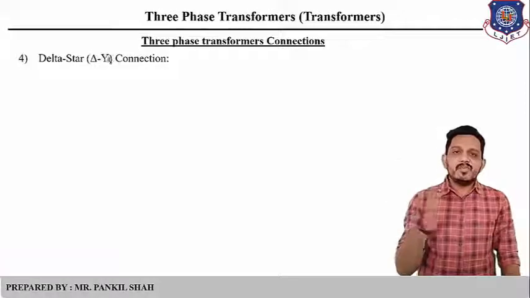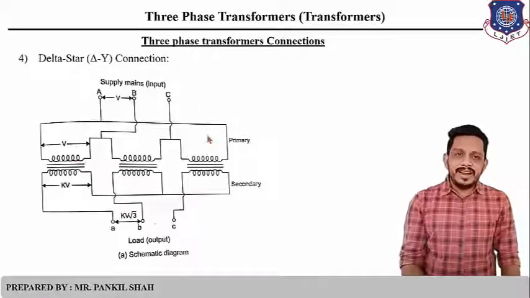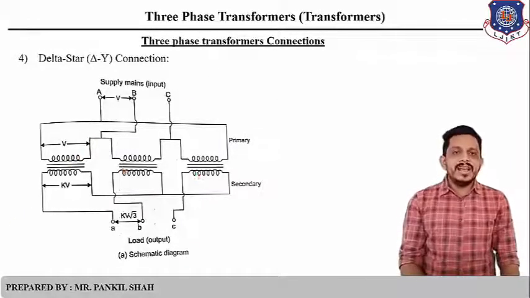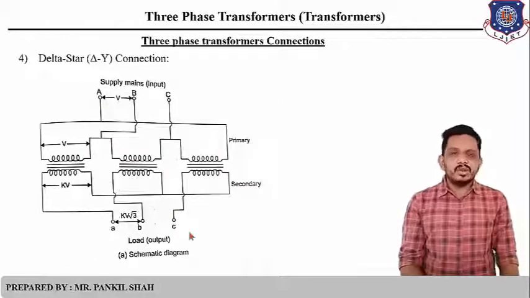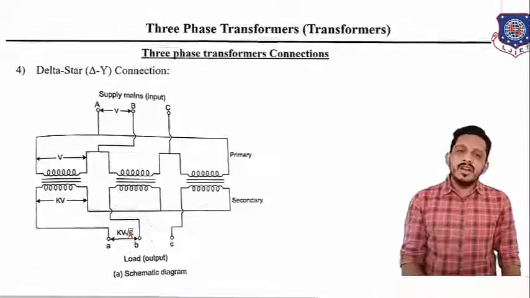Now let's see the fourth type of connection, that is delta-star. That means you have to connect delta on the primary side and star on the secondary side. For delta, again the finishing and starting terminals should be connected. Three terminals are taken out from that, and it is known as the supply or input. Here we have connected in star, so three terminals are taken out from that star connection and it is known as the output terminal.